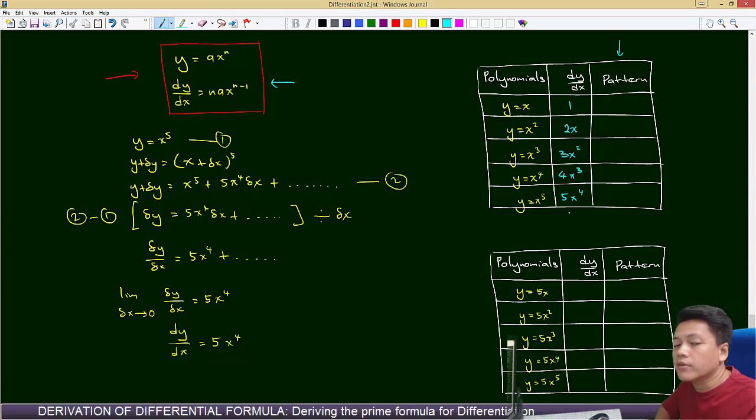Okay, we are done with the first 5 polynomials. We're going to do the second table with slightly different polynomials because we have 5 as the coefficient of x. Let's do that. And you're going to see the striking similarities, the striking pattern as we go through it.